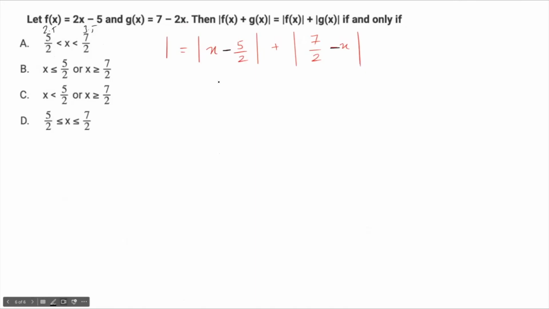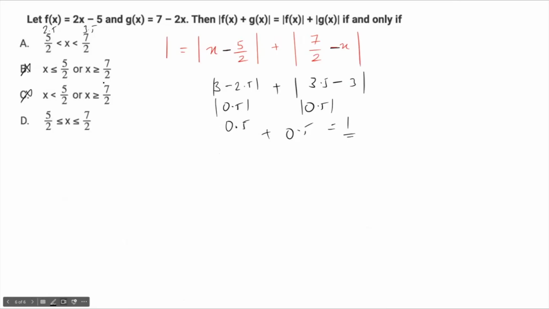If I put x as 3, 3 minus 2.5, the mod is 0.5. Mod of 0.5 is 0.5 only. Plus 7 by 2 is 3.5 again, minus 3. The mod of 0.5 is again 0.5. The sum comes out to be 1. So I have to take values of x in between the two because they satisfy the given relation. That means I have to ignore option B and option C because they say x is less than or equal to 5 by 2 or greater than 5 by 2, not including the range in between. And same for the C option.